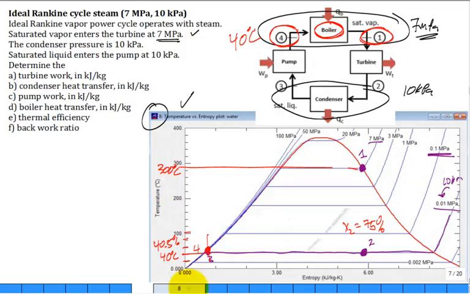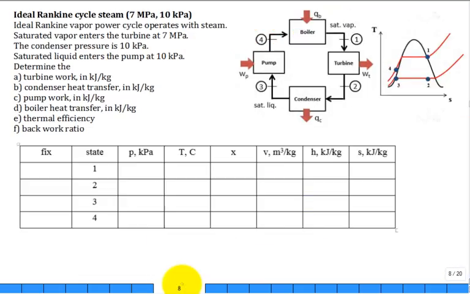Now, let's just slug through this problem. This is our TS diagram to help us, the illustration with all the states, with little reminders: saturated vapor, saturated liquid. So right here for kilopascal, we put 7,000. Is 7 megapascal 7,000 kilopascal? Did I get that right? And this temperature, we visually saw it was around 300. You look it up, 286 degrees C.